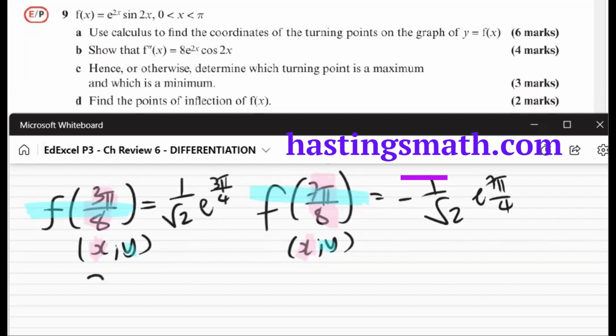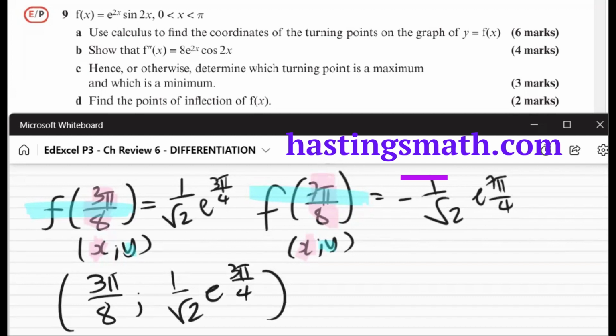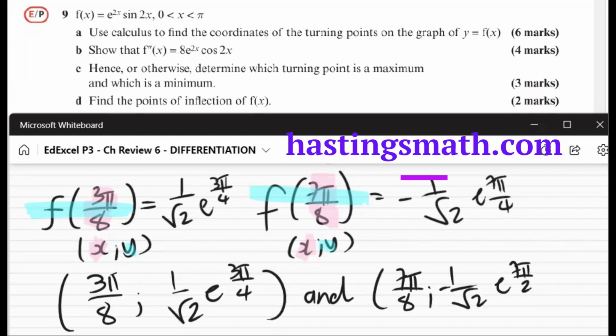So your final points are 3 pi over 8, 1 over root 2 e to the 3 pi over 4. I'm taking this from the answer sheet, the solution bank. This should be rationalized generally for the exam. So that completes a graphical method of finding turning points for question 9A.